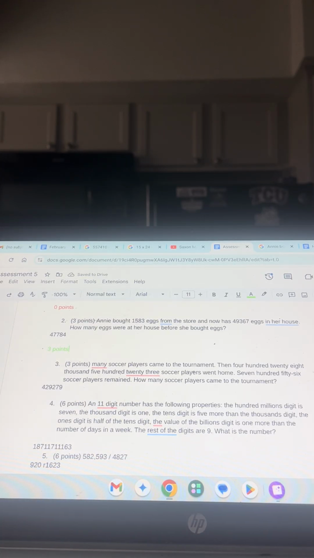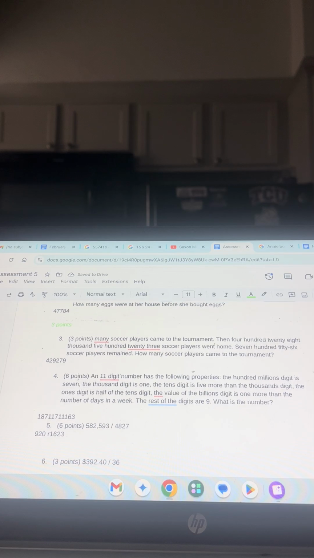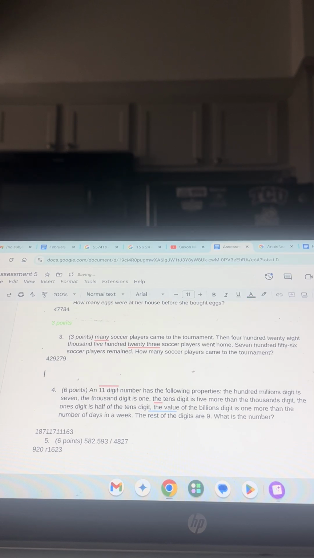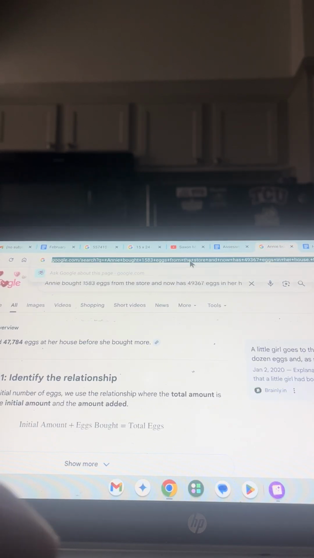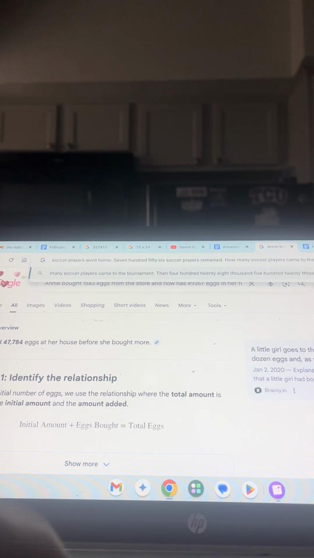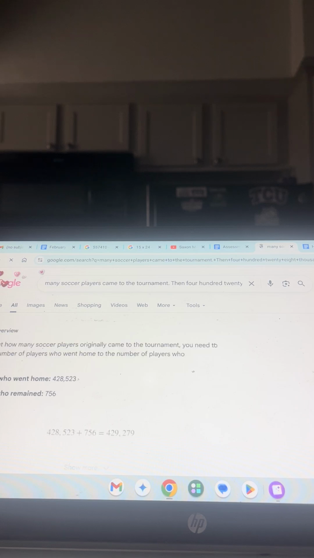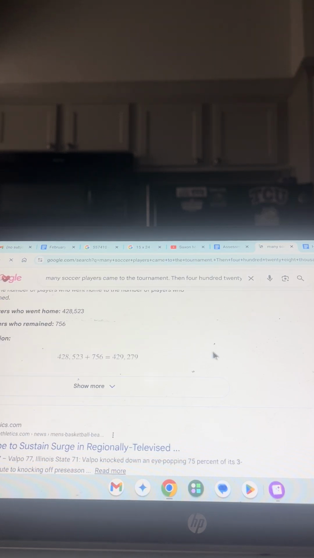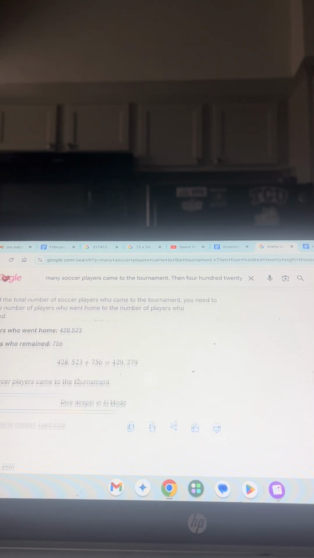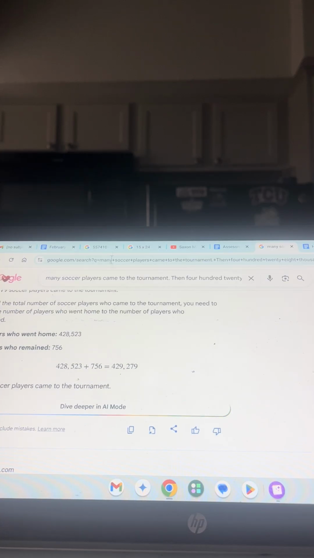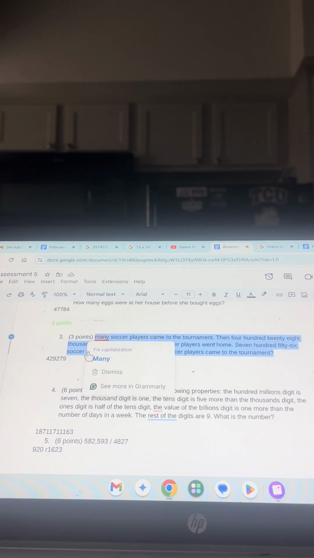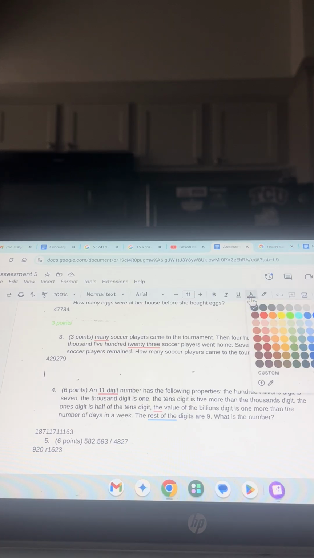Let's look at this problem now. Many soccer players came to the tournament, then 428. Let's check the answer. Okay, so let's see what the answer is. 429,279. Is that what you got? 429,279? Yeah, that's correct. So you got 3 points.